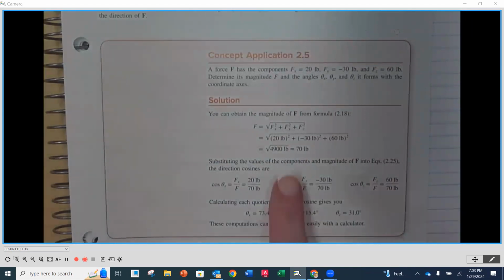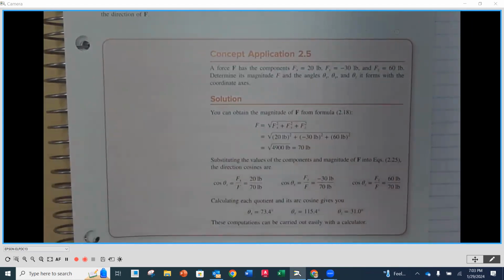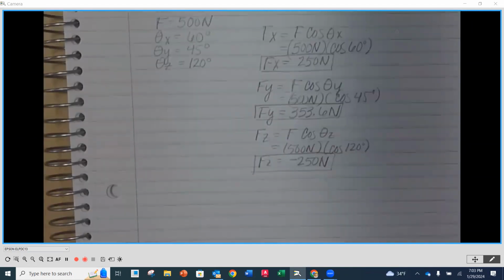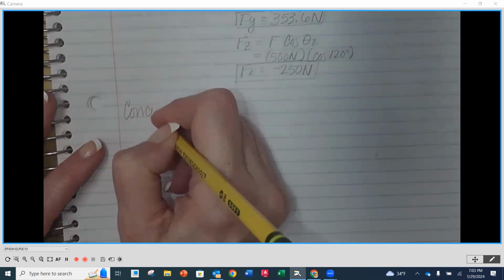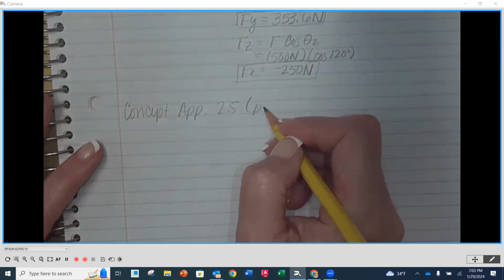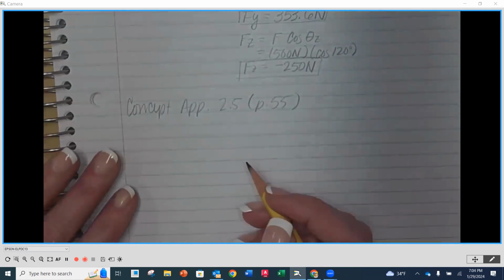Okay, so as we look here, to find the magnitude, now remember, these are vector quantities, so we can't just take 20 minus 30 plus 60. These are vectors, so we need to use, in this case, our modified Pythagorean theorem. We're going to take the x squared plus the y squared plus the z squared, and then take the square root. So that's going to be our first step. Concept application 2.5. This is on page 55 if you want to add that.